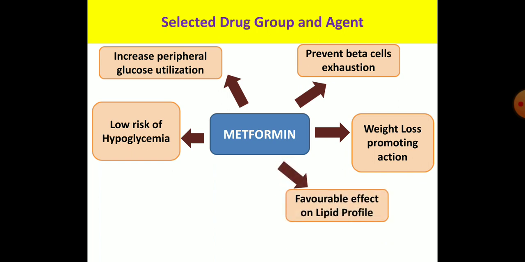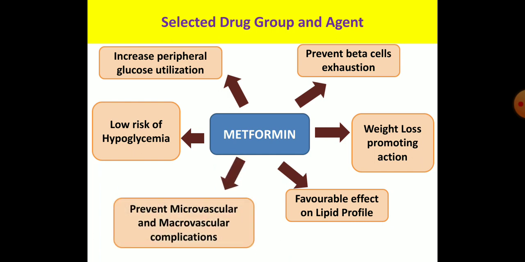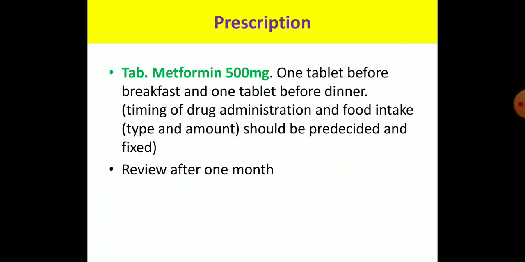It has a favorable effect on the lipid profile, because diabetes is not a single metabolic disorder affecting only the carbohydrate metabolism. It affects all the metabolism. And last, it has been found that early introduction of the metformin will prevent the microvascular and macrovascular complications of diabetes, and that's why the metformin is the preferred agent.